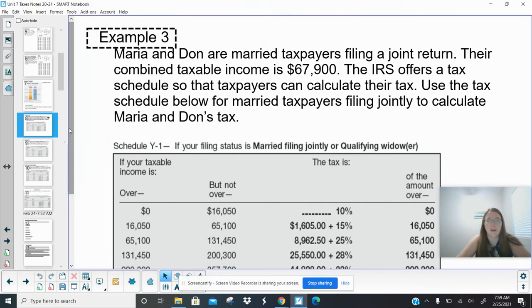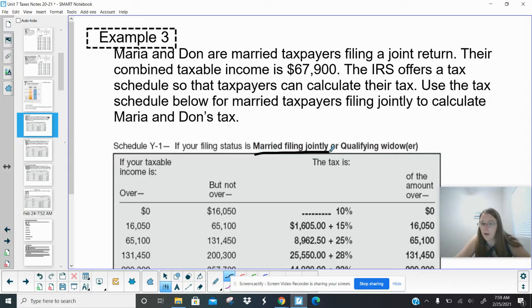Maria and Don are married taxpayers filing a joint return. So again, this table is specifically married filing jointly. Their combined taxable income is $67,900. So again, when you file jointly, you add your incomes together. But keep this in mind for everything, guys: taxable income is less than your actual income. Everybody's taxable income is less than their actual income. So this is not actually how much money they made. This is just how much is going to be taxed. The IRS offers a tax schedule so that taxpayers can calculate their tax. Use the tax schedule.